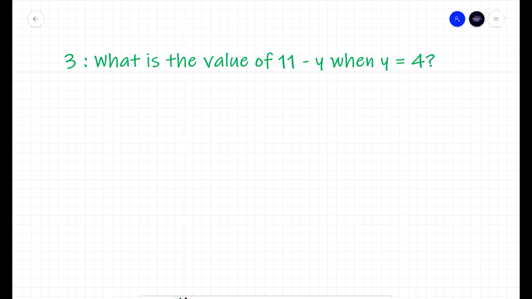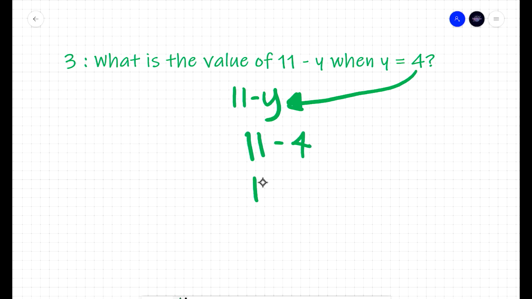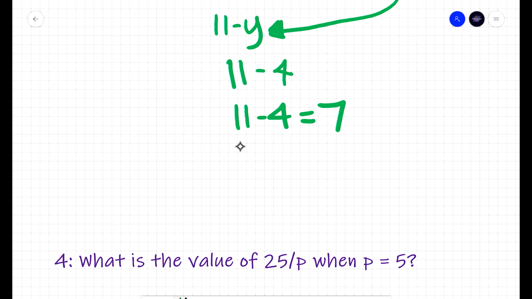Done. So for this one, I'll just walk you guys through it again. 11 minus y, and then just substitute 4 into y. So you get 11 minus 4. And then from there, if you guys do the subtraction, you guys will get 7. So 11 minus y is equal to 7.